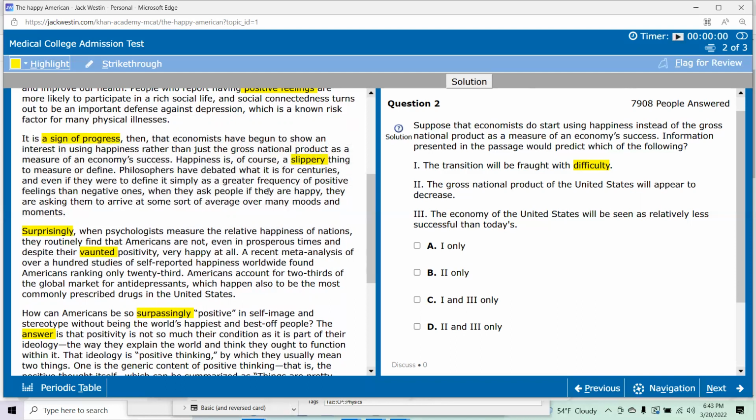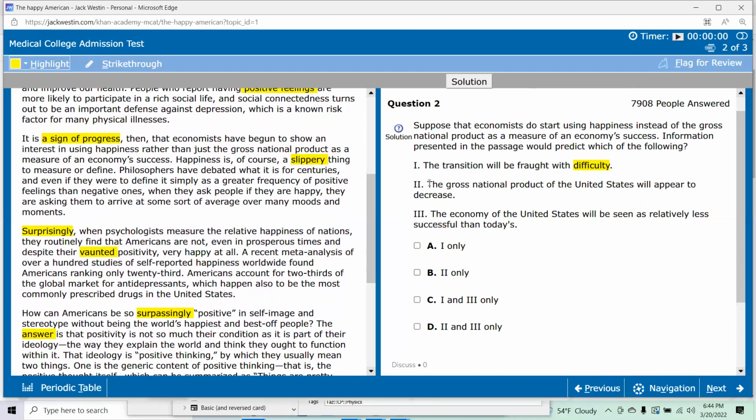And even if they were to define it simply, it's still asking people to arrive at some sort of average over many moods and moments. He's saying, so this is implying that he doesn't think that this is like a good measurement because you're just averaging things. So for now, let's think that one is on the good side.